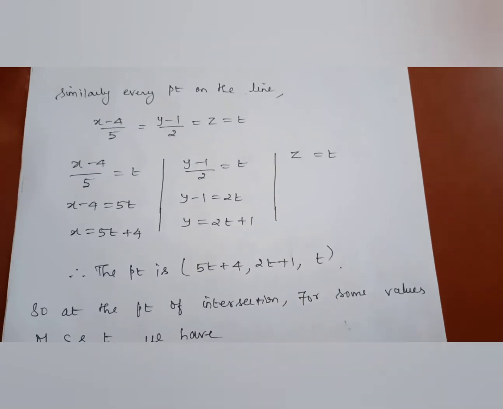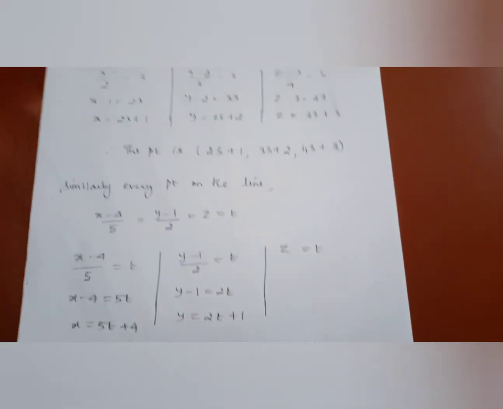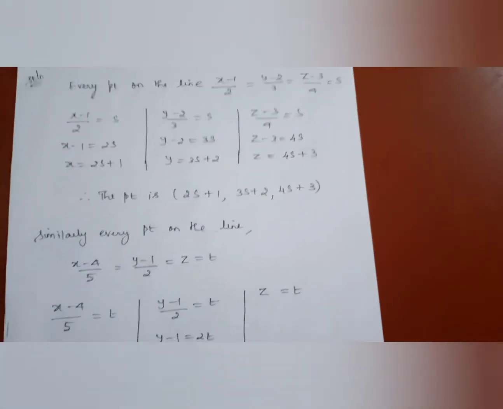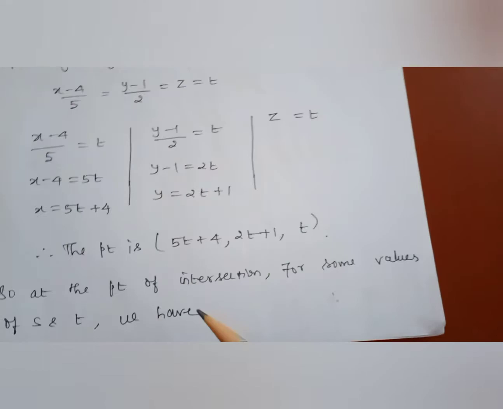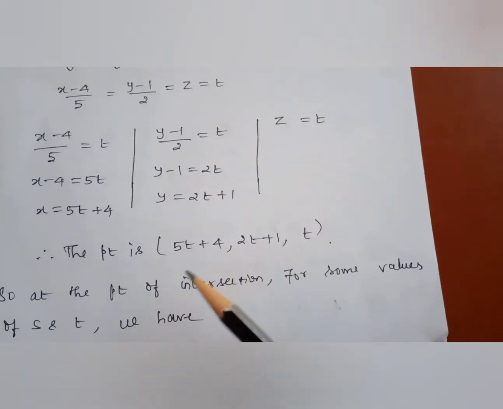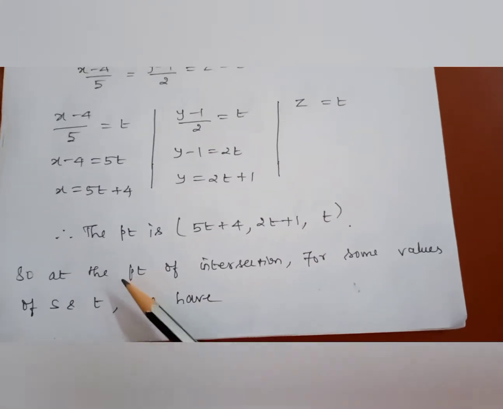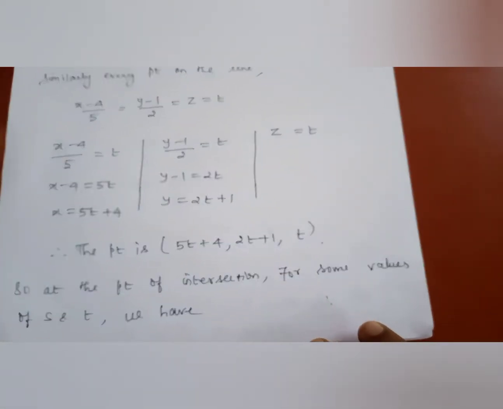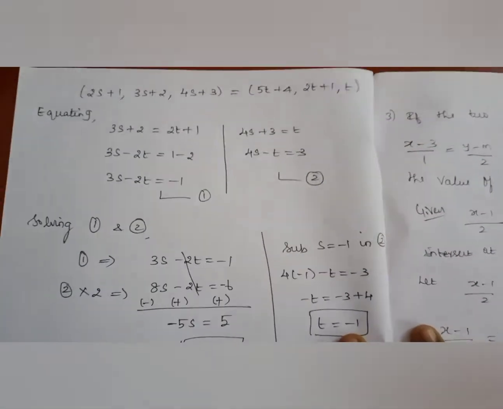So if we need to find the point of intersection, suppose the point of intersection exists, what does it mean? Then these two points will be equal for sure. Only when there is a common point can we go ahead with the intersection, right? So at the point of intersection, for some values of s and t, we can equate them.